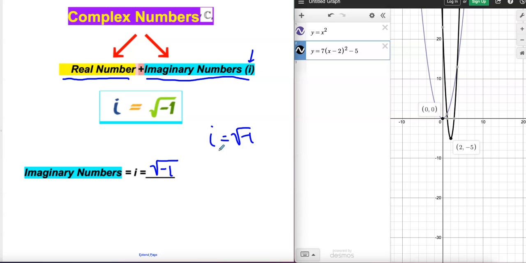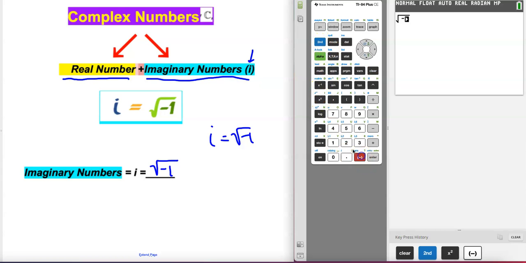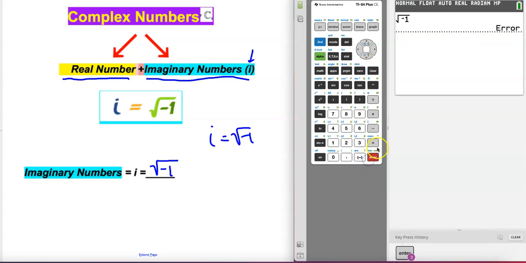I want to show you something. Just piquing my curiosity, I want to put the square root of -1 in my calculator, and you're going to get an error all the time. If you read that error, it says in real mode, all calculations must result in real numbers, telling us that the square root of this negative number is not a real number. So I'm just going to hit enter to quit that. All right, so I got this error here. That's funny business right there.